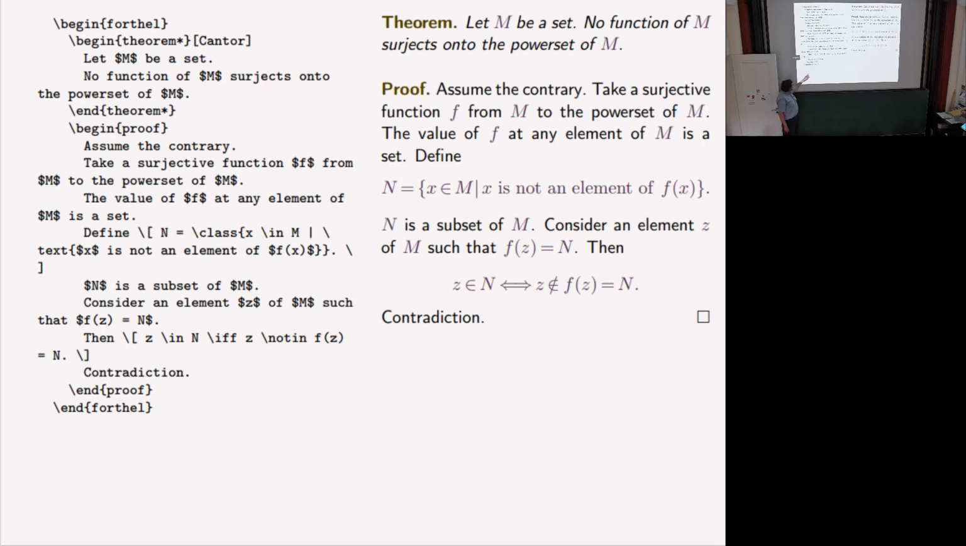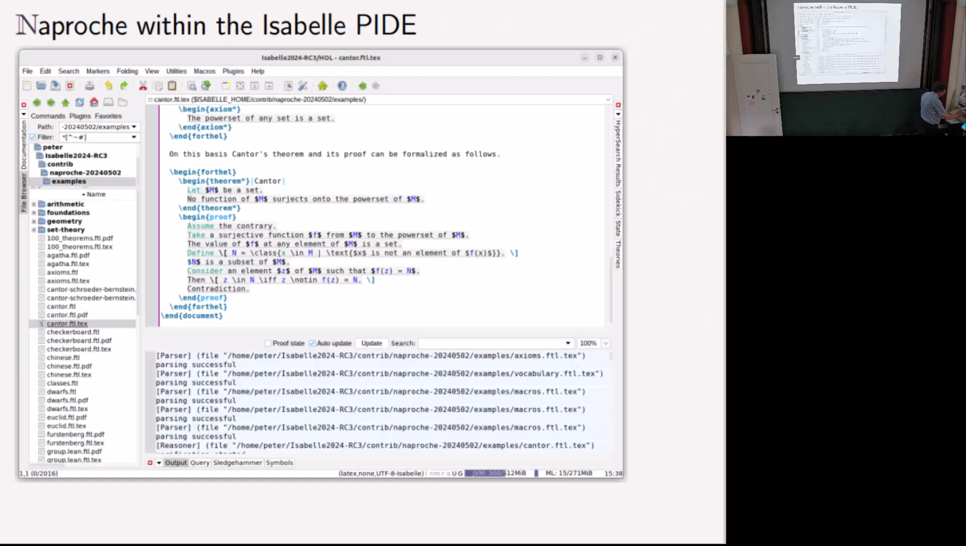And you could also enter this into Isabelle in the right data format, and then Isabelle sees, oh, this is a ForTheL and Naproche file, and I have to run the Naproche checker on it. So we'll see this in action soon, but of course there's always a risk with these demos. So let me just show it to you statically first.